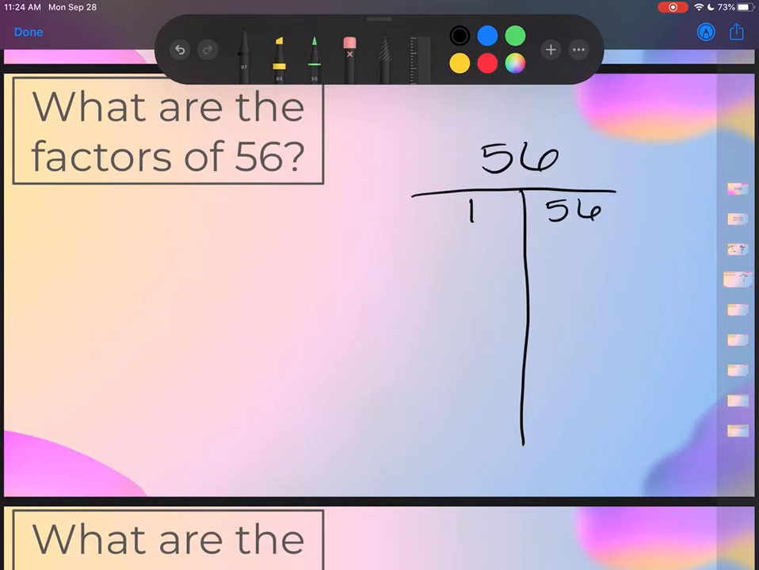1 times any number is going to stay the same. So 1 times 56 is 56. Let's think about 2, right?